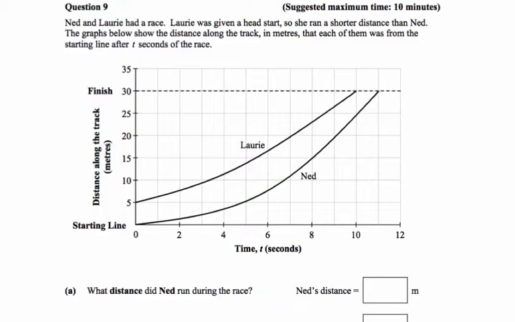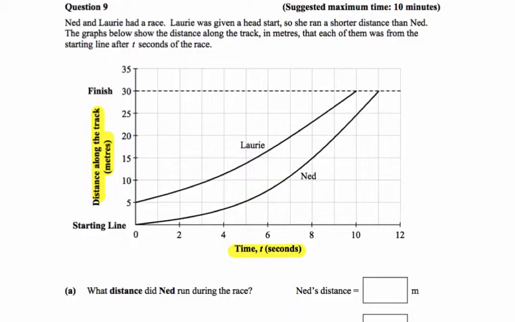So it's always a good idea first when you're looking at a graph just to think about what's on the two axes. So you've got time in seconds along the x-axis, and you've got distance in meters along the y-axis, the vertical axis.